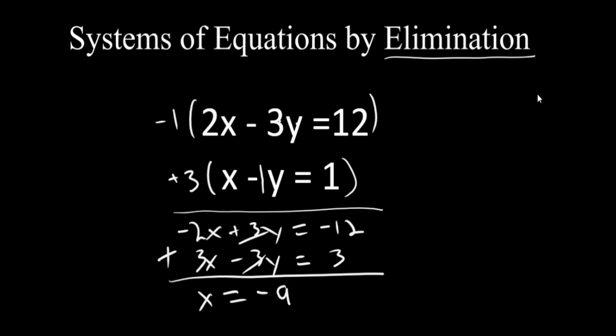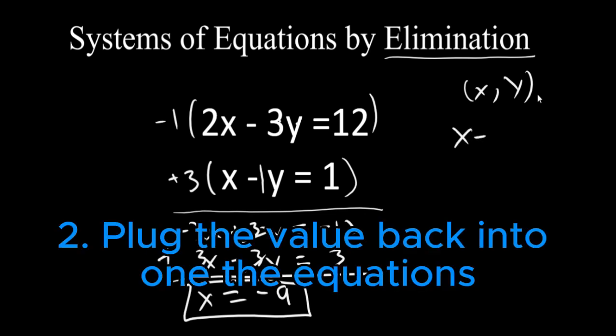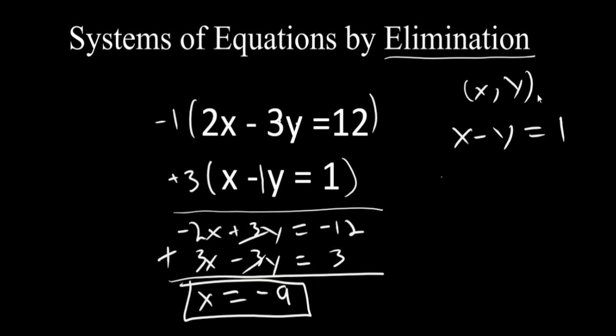Okay, so now we have the first one of the coordinate pairs, because remember, the solution to a system of equations is always going to be in the form of x comma y. We're just trying to find the coordinate of where these two equations meet. So the first coordinate is going to be x equals -9. Now we're going to plug this into one of the equations. We can plug it into this one. This one seems like a simpler equation, so we have x minus y equals 1, and we're going to plug in the x value: -9 minus y equals 1.